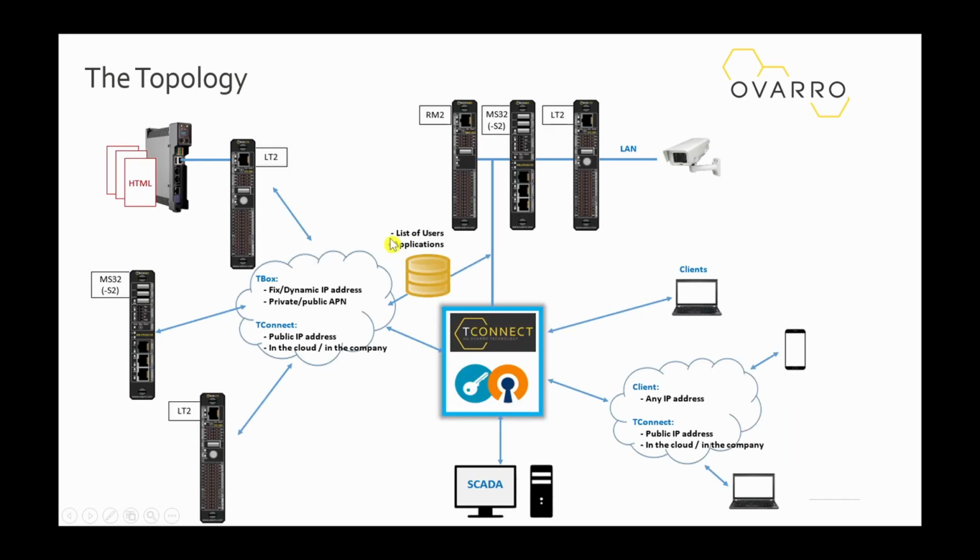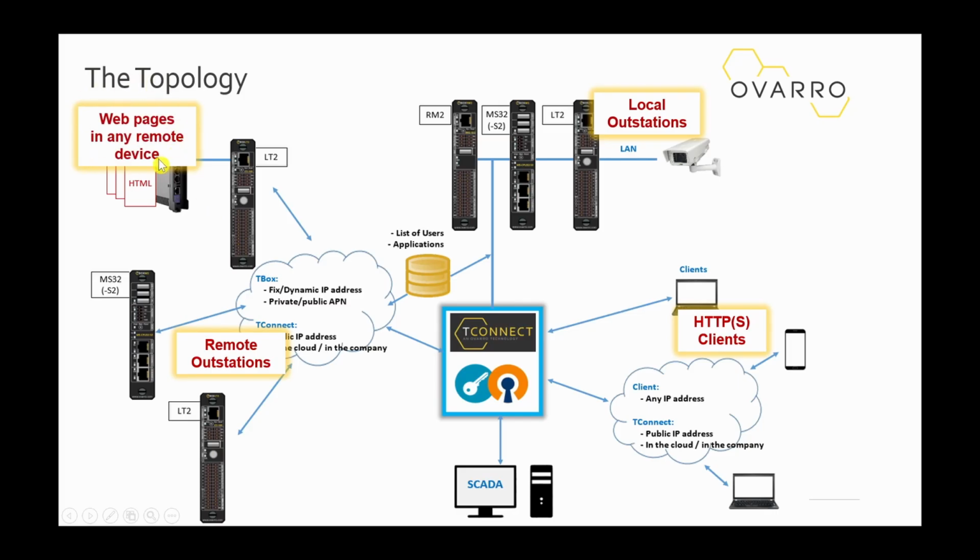Let's take a look at the topology. So we have remote outstations. Well, outstation represents T-Box. Whichever IP address they have, whichever APN they have, they will connect to TConnect. Stations can also be local. We can have as many clients as we want. Through TConnect, they will be able to access the T-Box.